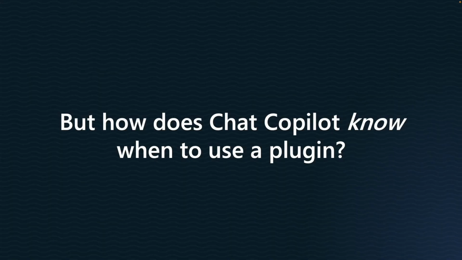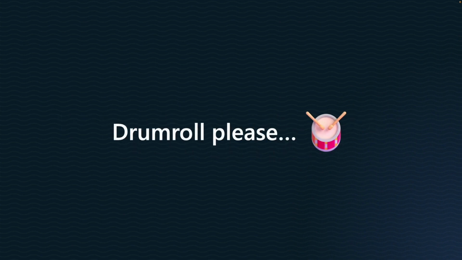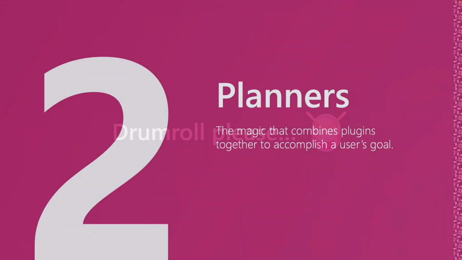So as Matthew teased, I'm going to now explain how these copilots, how things like ChatGPT actually work. Because, I don't know, maybe it's obvious to all of you, but for me, it wasn't clear how these AIs actually knew how to use a plugin until I really started to understand what is happening under the covers. So drum roll, please. What is this thing? What is actually making it possible? It's planners. The magic, the AI that combines plugins together to accomplish a user's goal.